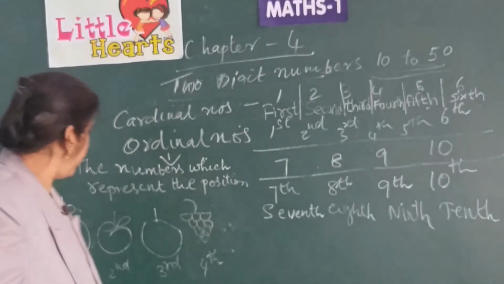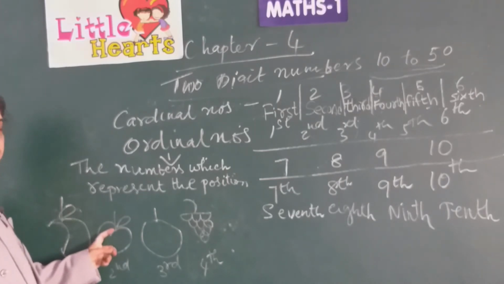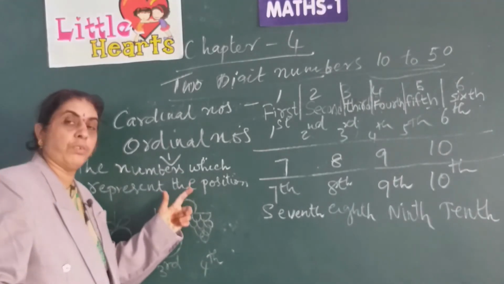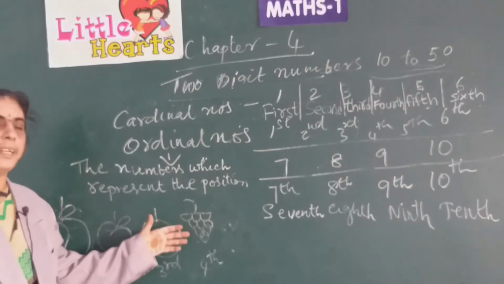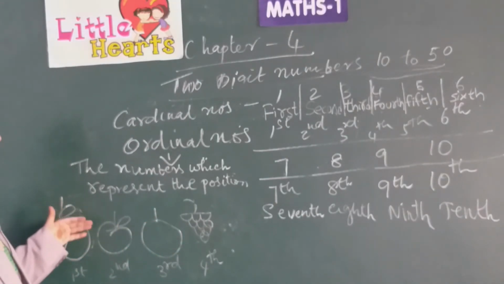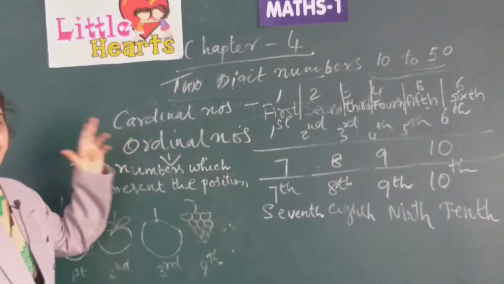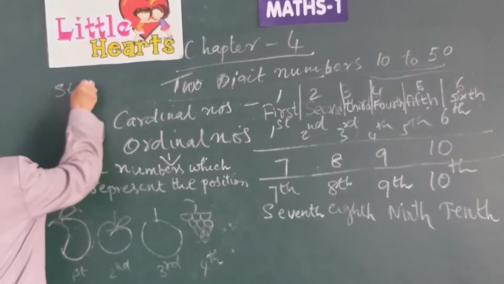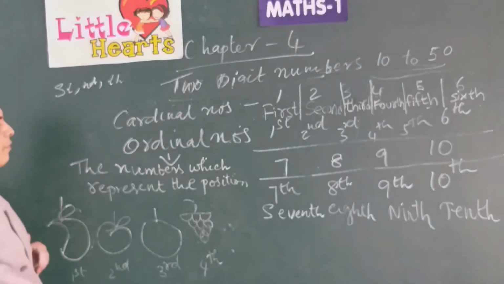And here, see the set of fruits here. Mango stands first, it's liked by everyone. Next comes second apple, third orange, and fourth grapes. So in this way, the positions of the objects are decided in an order. To decide the position, we use the numbers called ordinal numbers. For that, we use ST, ND and TH as suffixes.